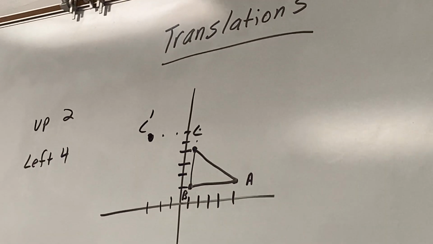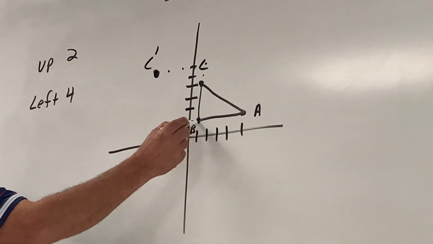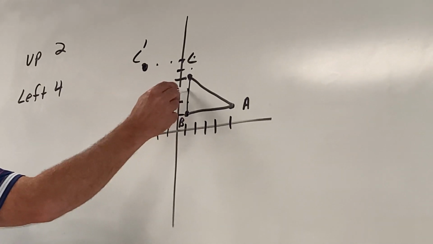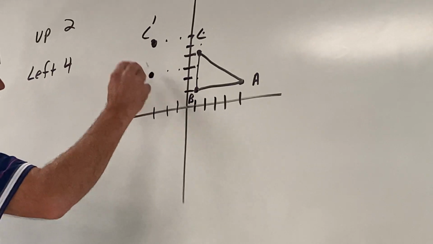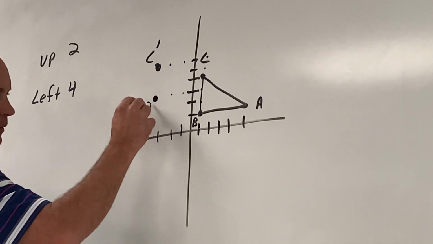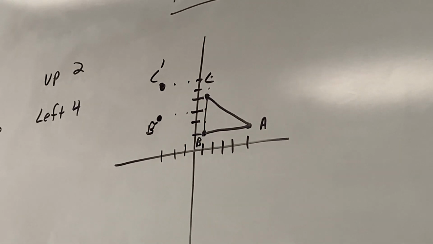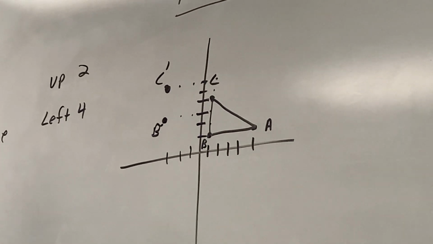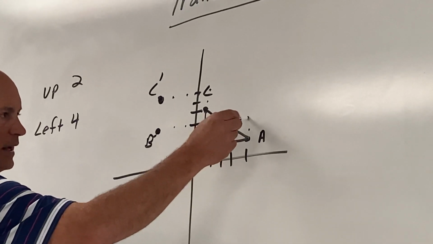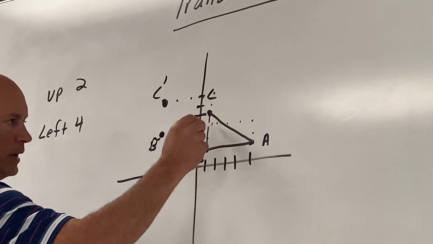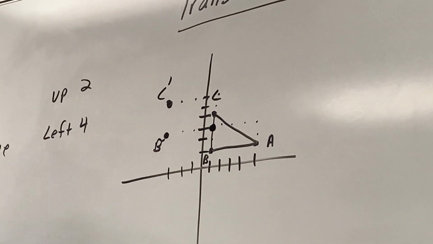Any questions so far? Now let's go to point B. Let's do the same thing. Go up 2, 1, 2, to the left. 1, 2, 3, 4. Point B, or B prime, will be located right there. And we only got one more point to do. Let's do A. Go up 1, 2, and to the left. 1, 2, 3, 4. A prime is going to be sitting on that edge of that picture.